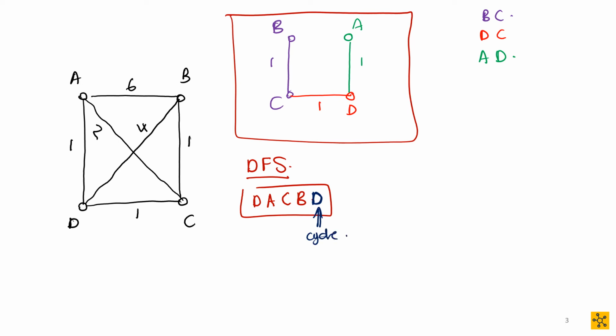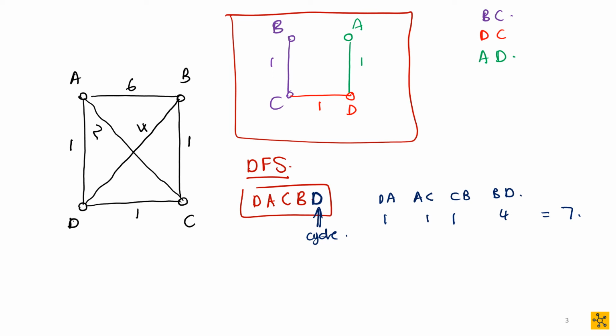And now we determine the weight of our cycle. We say, okay, we have DA, we have AC, we have CB, and then we have BD. DA is 1, AC is 1, CB is 1, BD is 4. So we're going to end up with a length of 7 in this situation. So our cycle length is 7.